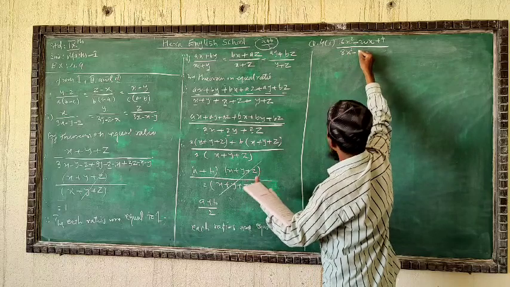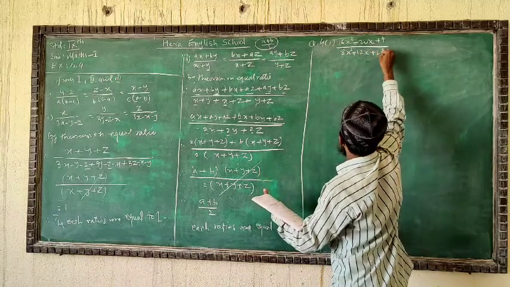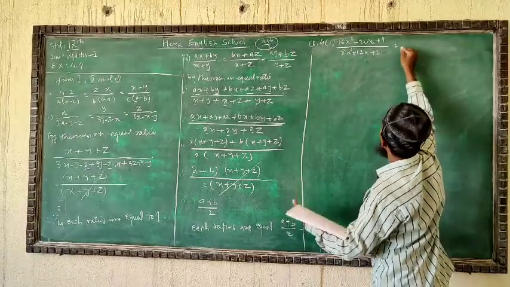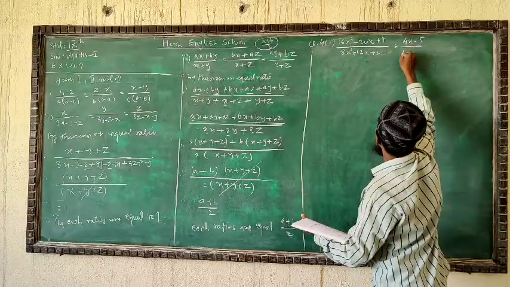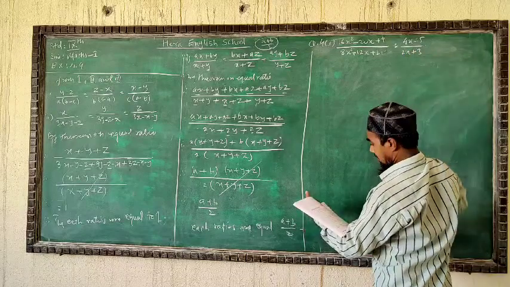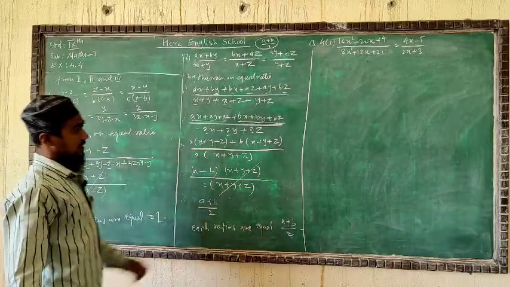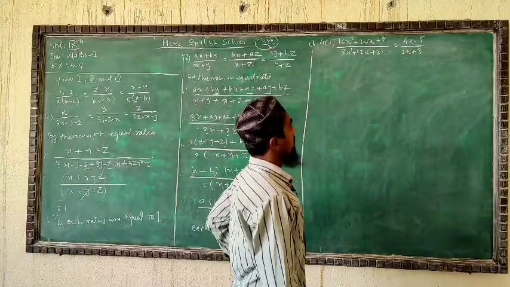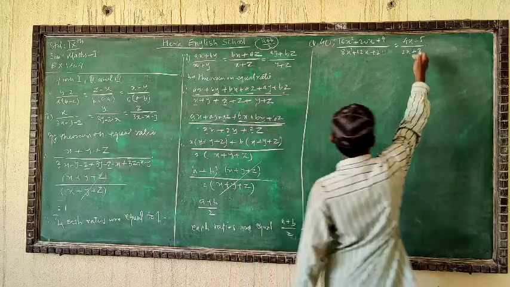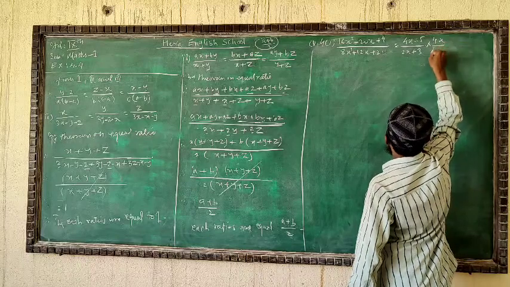8x square plus 12x plus 21 is equal to 4x minus 5 upon 2x plus 3. Here we'll manage the second fraction. The second fraction is 4x minus 5 upon 2x plus 3. See, this 4 is multiplied by 4, like this, 4x upon 4x.